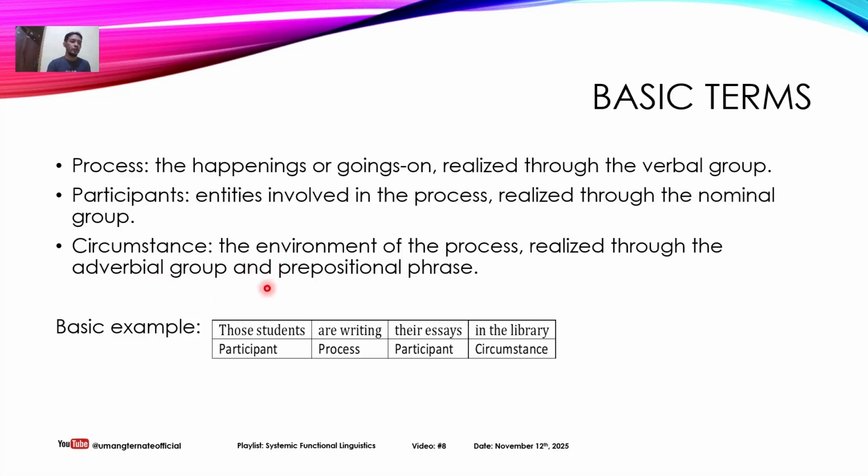So you can look at a basic example here. The clause: those students are writing their essays in the library. So those students and their essays are the participants, and are writing, something they do or something that happens, is the process. In the library, in this case, is the circumstance, especially the circumstance of location, more specifically, the location in terms of place.